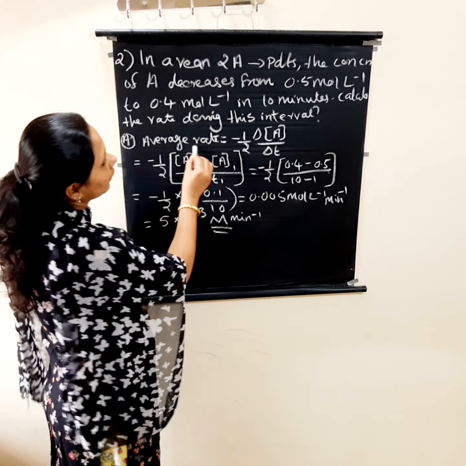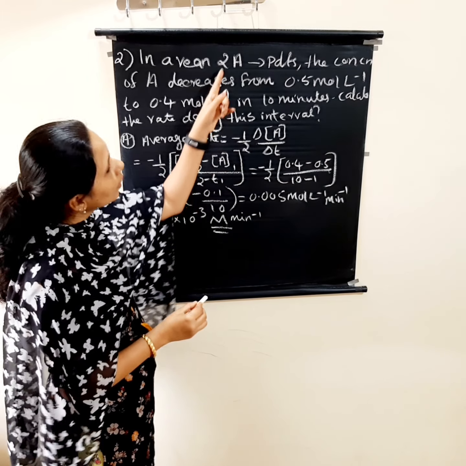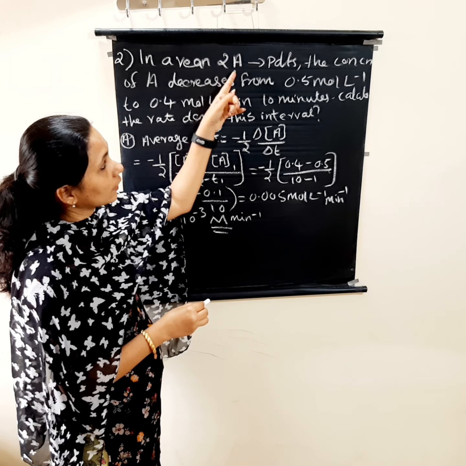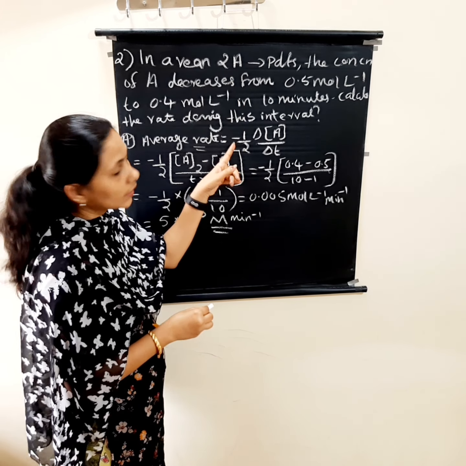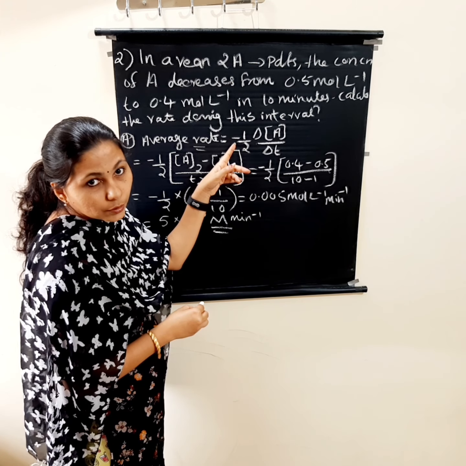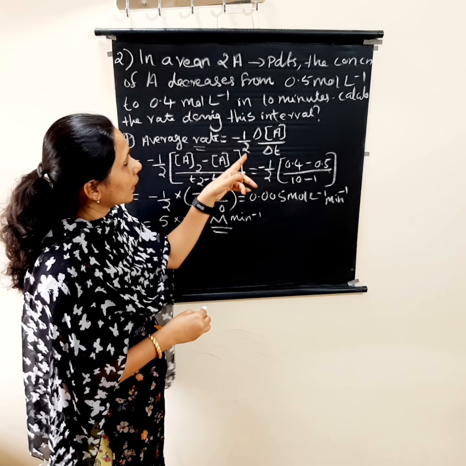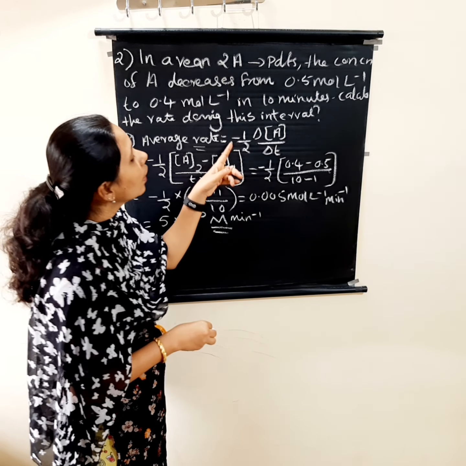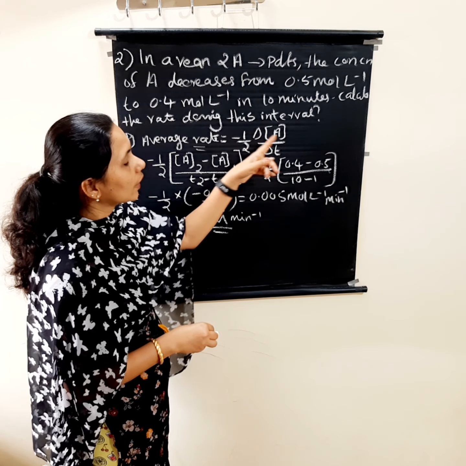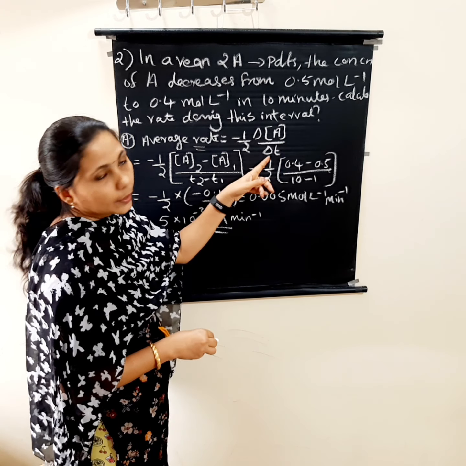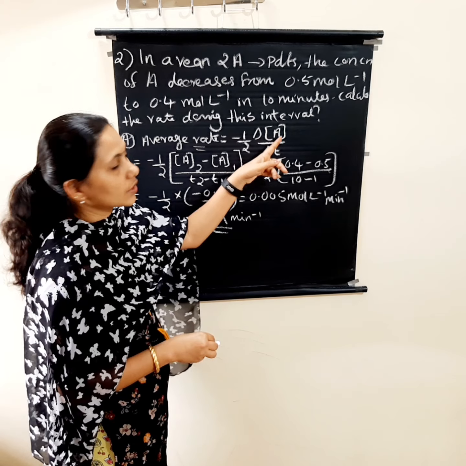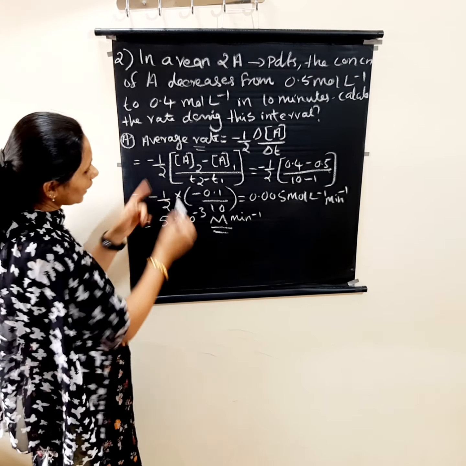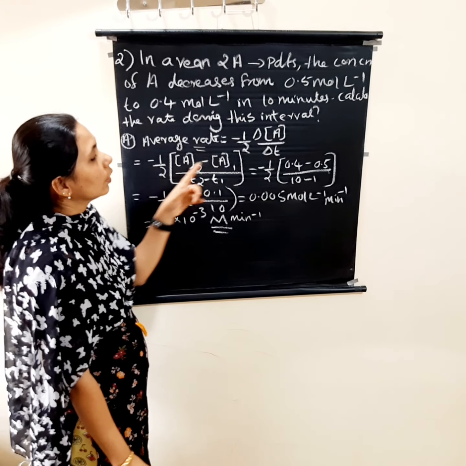So we know average rate equals, since a coefficient is there, we have to write the coefficients. In terms of reactant I am writing A. So why is it minus here? Because it is in terms of reactant, minus 1 by 2. Because the coefficient is there, we have to divide by the coefficient. So minus 1 by 2 delta concentration of A divided by delta T, that is change in concentration of A in change in time.